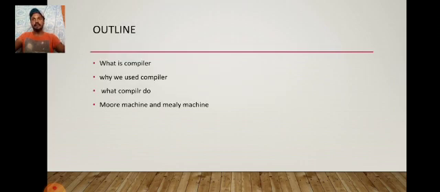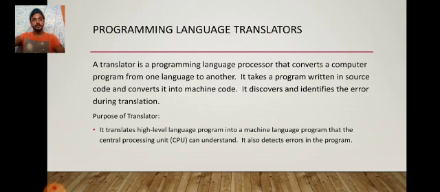Outline of compiler construction. So what is a compiler? Why do we use a compiler? What does a compiler do? Moore machine and Mealy machine. Programming language.